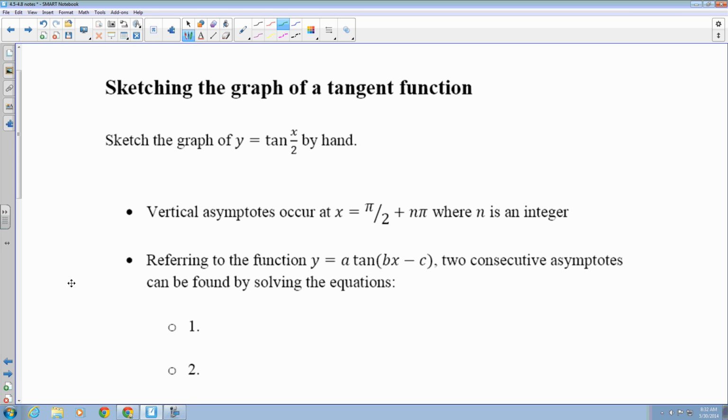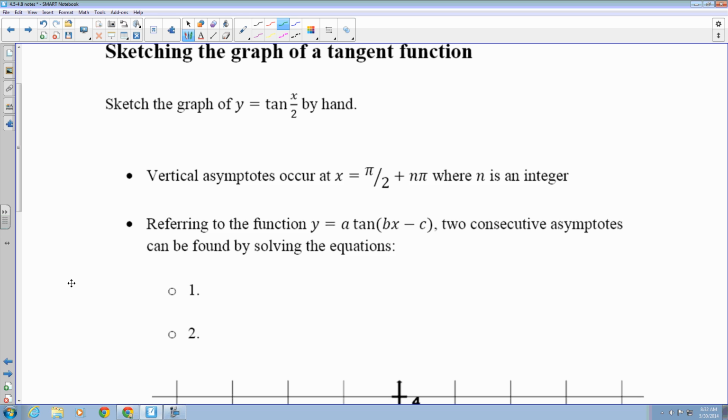Okay, so let's sketch a tangent function by hand. Let's start by sketching tangent of x over 2. Since vertical asymptotes occur everywhere at pi over 2 plus n pi, if we have a tangent of bx minus c, what we're going to do to find those two asymptotes, like we did with sine and cosine to find the starting and ending points, is take whatever is after the tangent, the bx minus c, and set it equal to negative pi over 2 and positive pi over 2. And that's going to give you your starting and ending points.